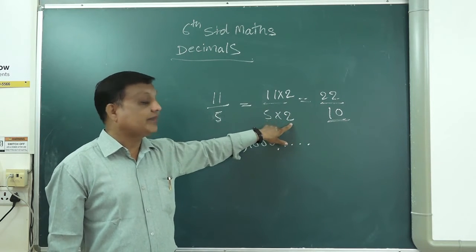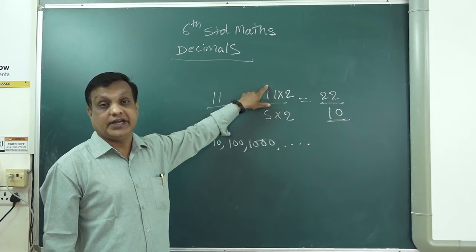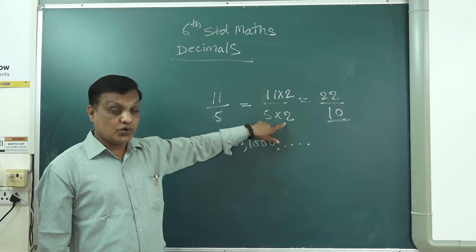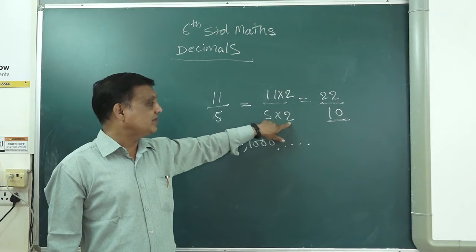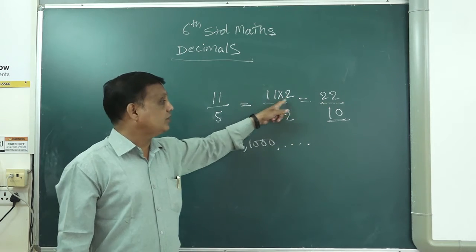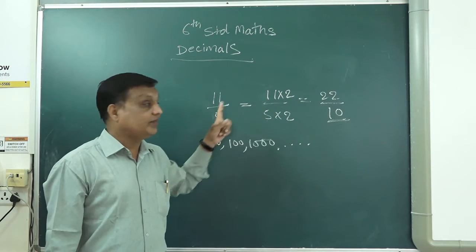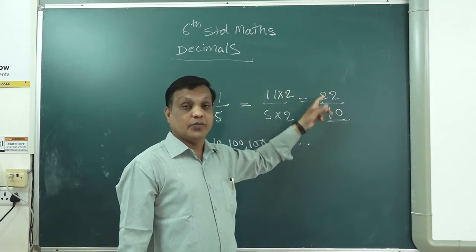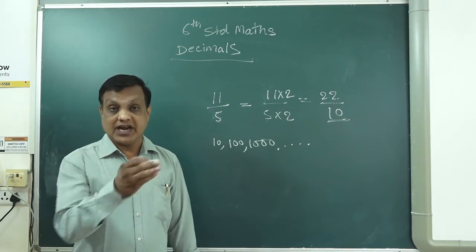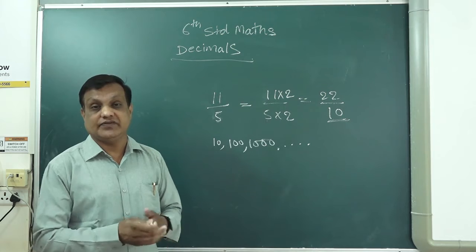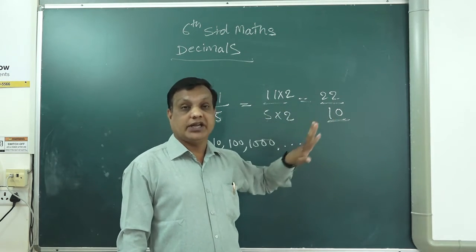As I multiplied the denominator by 2, the same number you have to multiply with the numerator. So 11 twos are 22 and 5 twos are 10. Now our fraction 11 upon 5 became 22 upon 10. Both are the same, they are equivalent fractions, as we saw in the equivalent fractions in the fraction chapter.